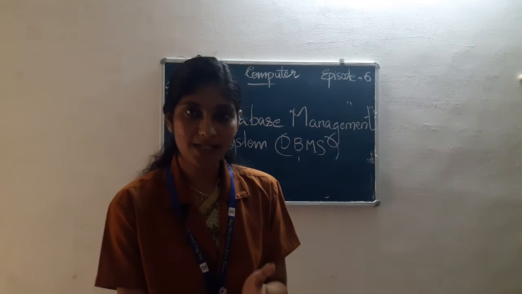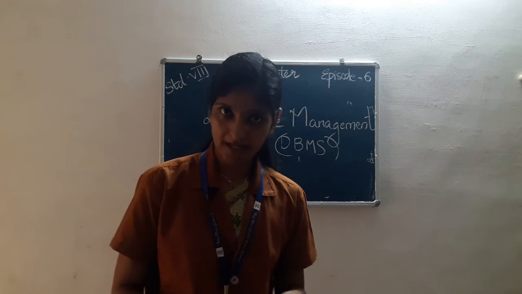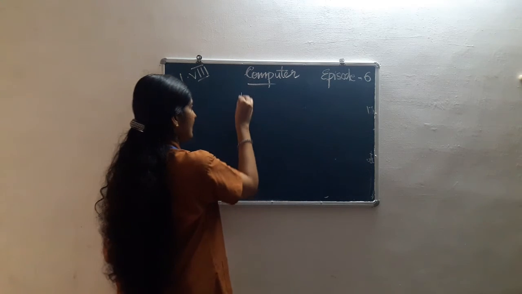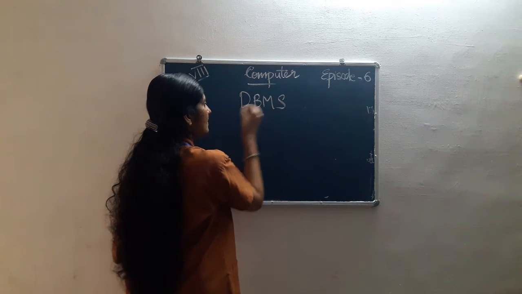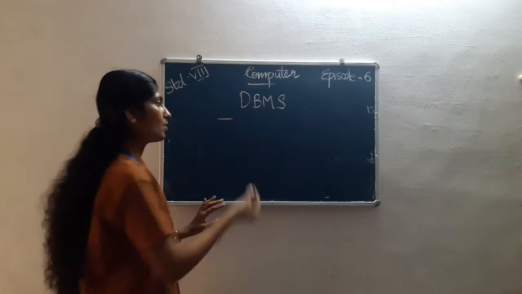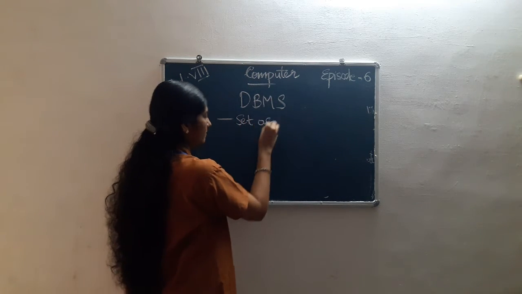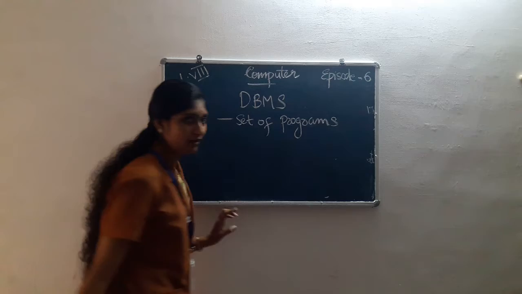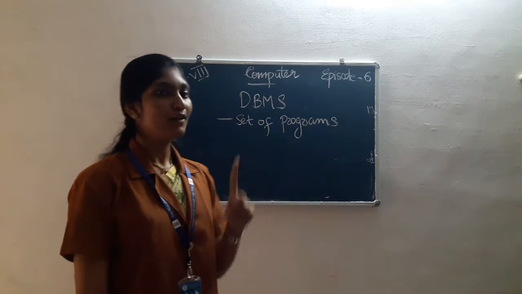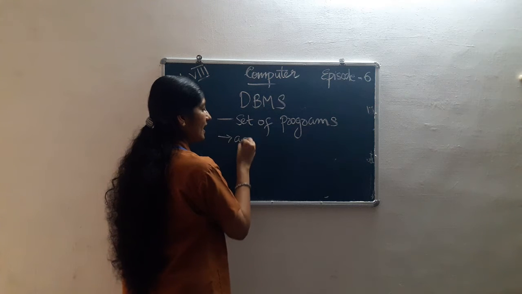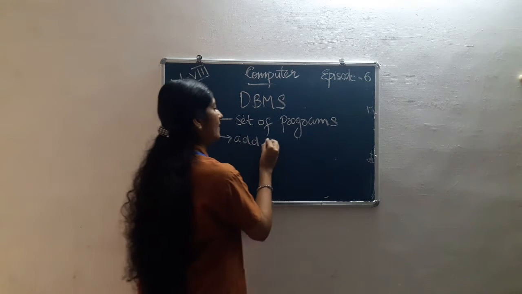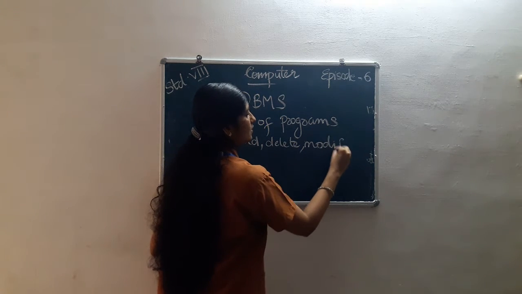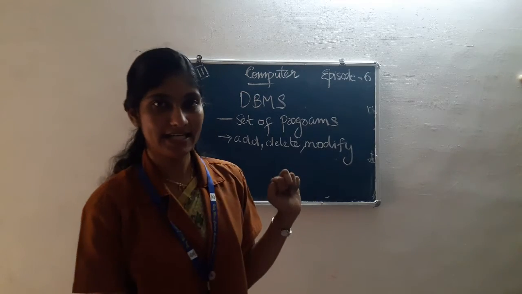Okay. So a database management system, first, is a program. DBMS or database management system is first a set of programs, that means a set of instructions. And what are the things it provides? To add data, delete data, and modify data in the database.